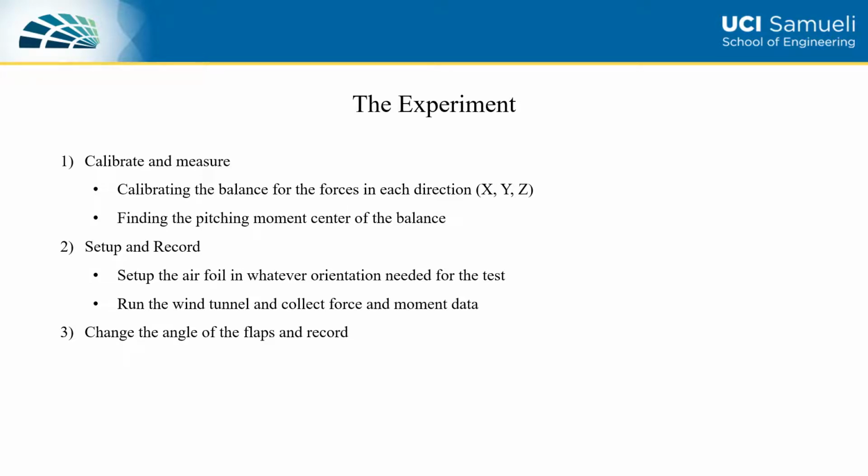And then all you need to do is set up the wing in a way that you want to run. So first you want to place the clean wing with no adjustments. Record your data, then remove the wing, because you shouldn't actually manipulate the wing inside the testing section. So you want to remove the wing, do any adjustments, and then put it back in.